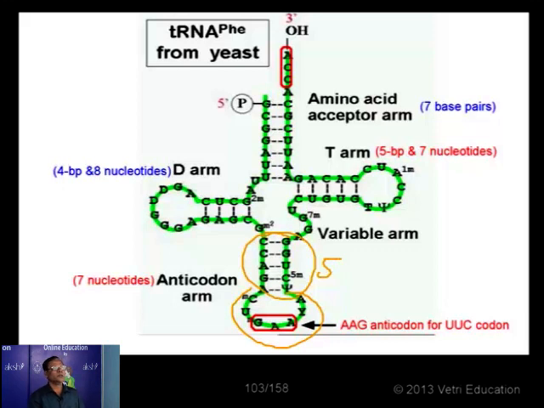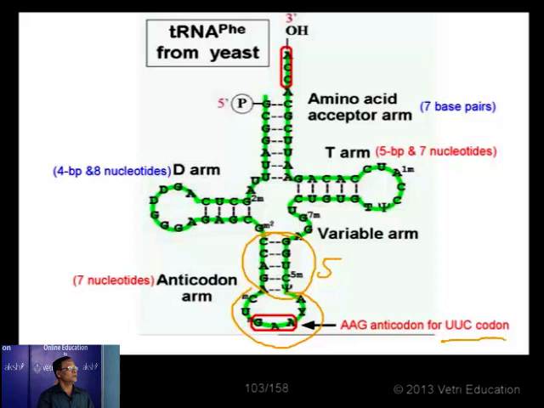Out of the 7 nucleotides, there are 3 unpaired bases. You see here AAG, in this direction. This is the anticodon for making complementarity with, or recognizing, the codon UUC. The codon UUC in the mRNA can be recognized and form complementarity with this anticodon, AAG. So the anticodon arm contains a 5 base pair stem and a loop with 7 nucleotides, of which 3 unpaired bases constitute the anticodon, which joins with the codon of mRNA during translation.